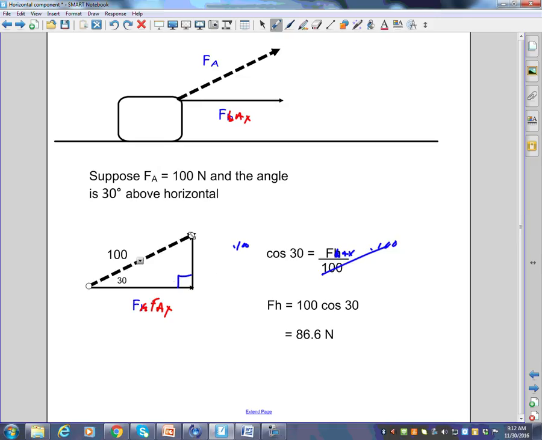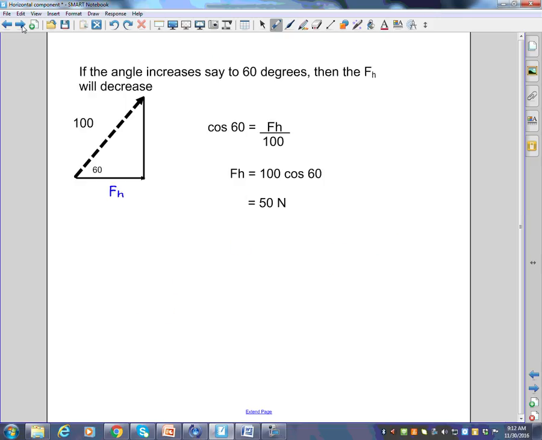Tough for me to keep it the same length. There it is there. It's actually going to be longer. And if it's steeper, well, then it becomes shorter. So at 30 degrees, yeah, it's about 86.6. If the angle increases to 60 degrees, then the FAX will decrease. If you need to write this down, it's up to you. Will decrease. Did I say increase? Decrease.